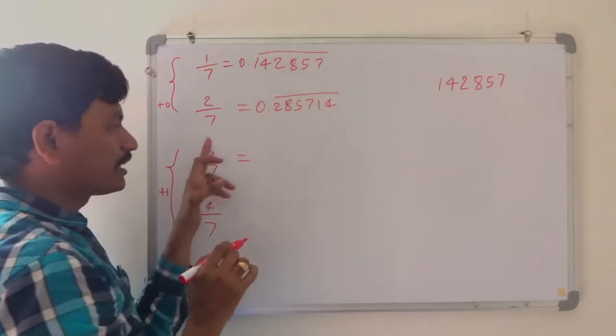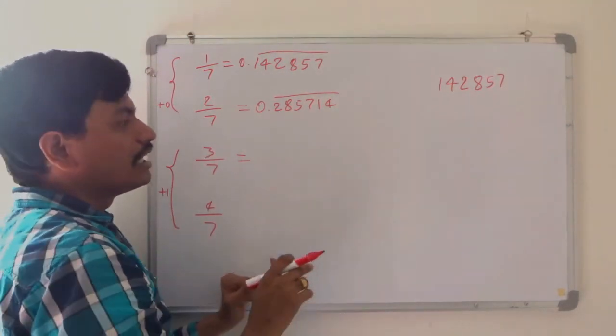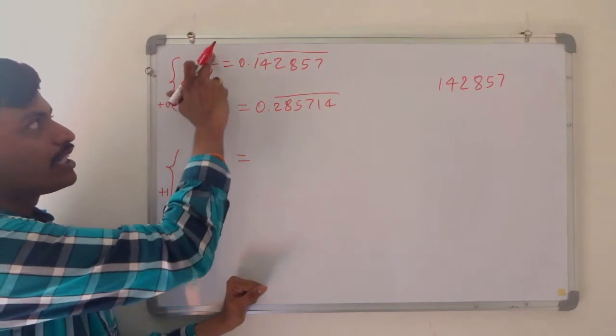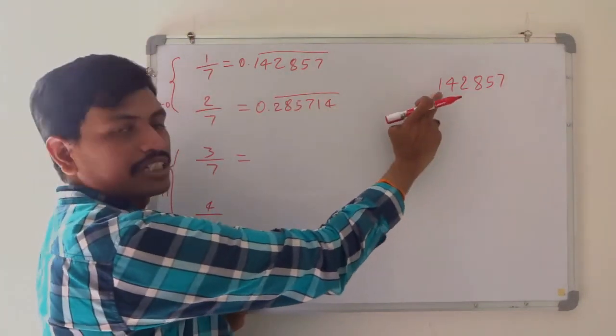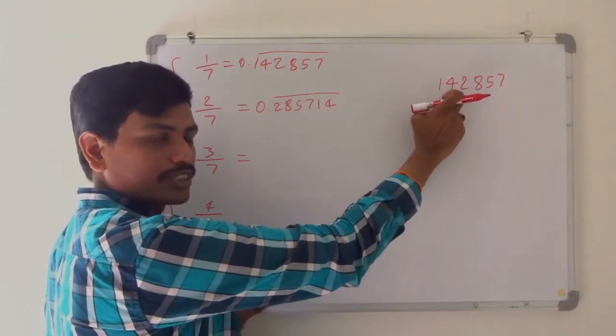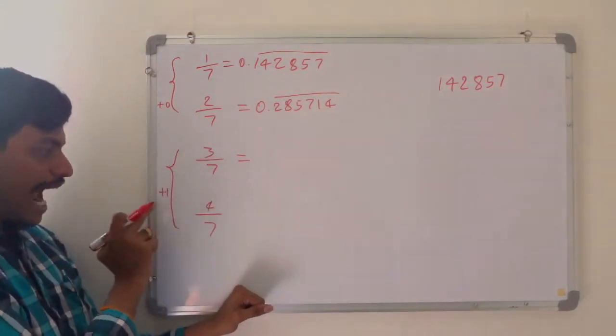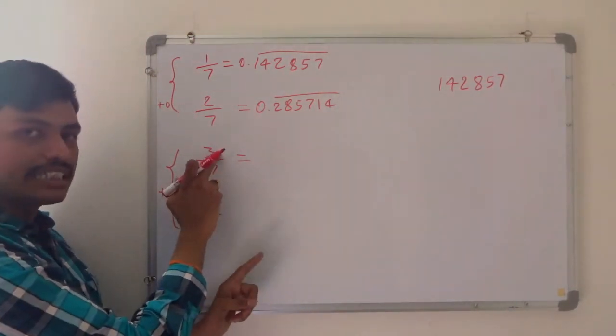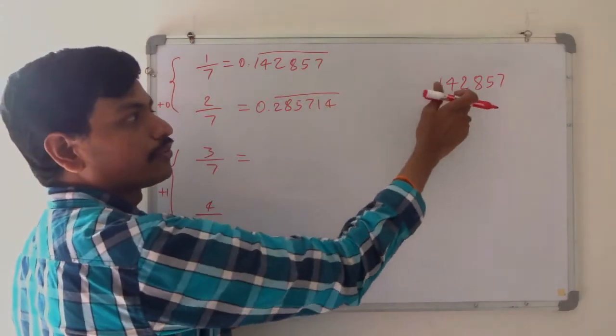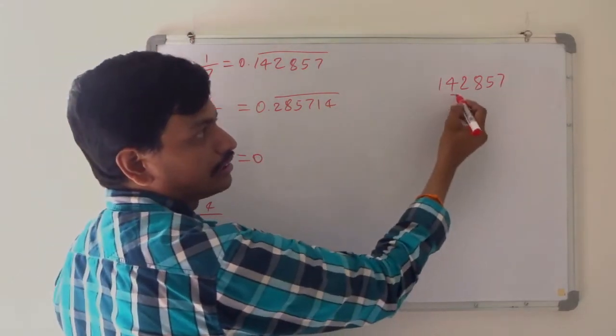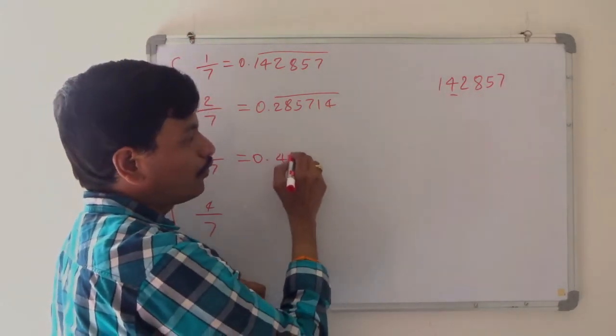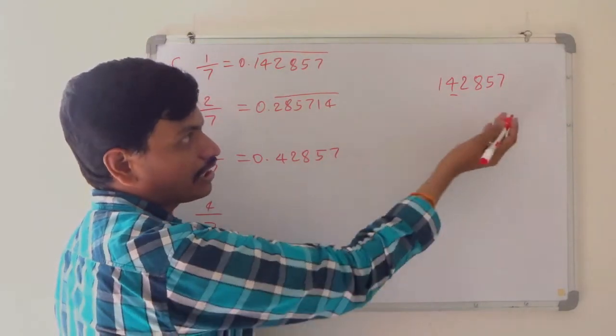Next, if we take 3 by 7, if the remainder is 3, exactly the same number sequence is starting. So if the remainder is 1, start with 1. If the remainder is 2, start with 2. If the remainder is 3, add 1, that is 4, start with 4. 0 point, start with 4, 42857 and come back to 1.